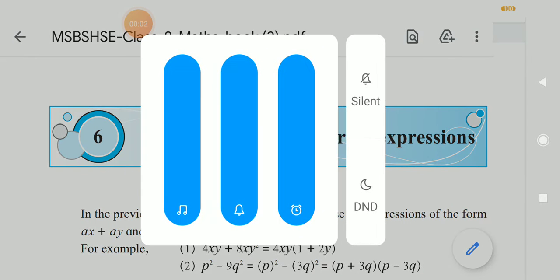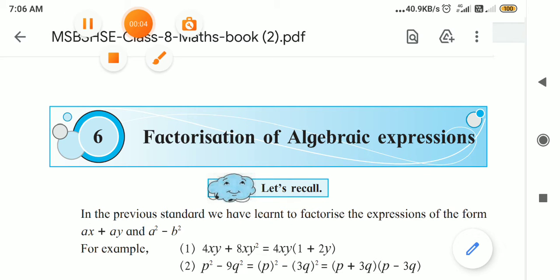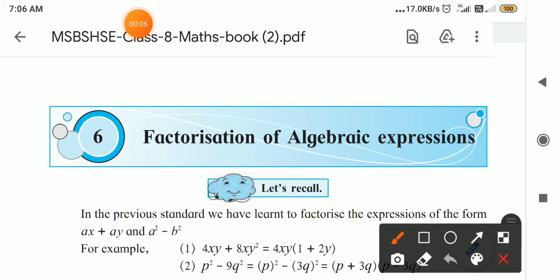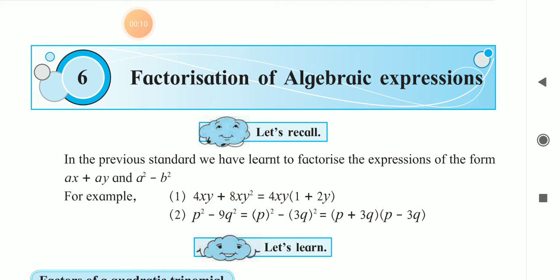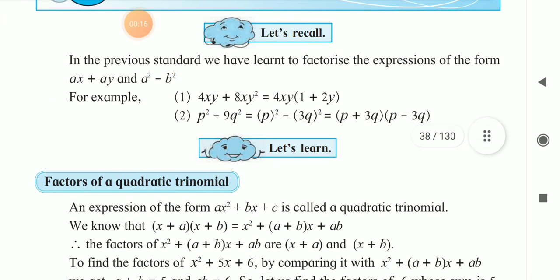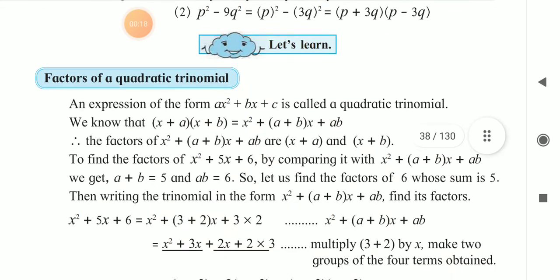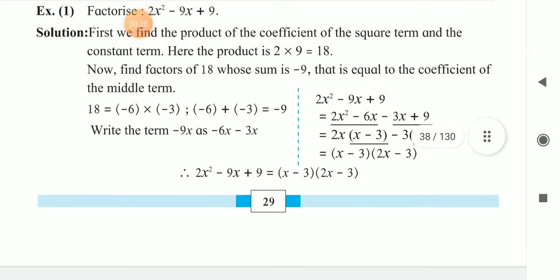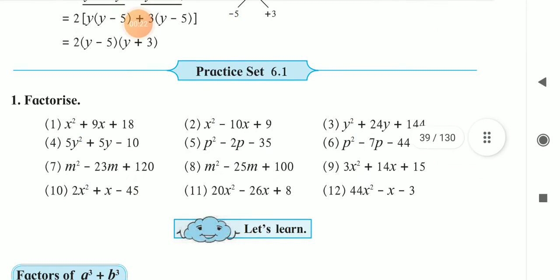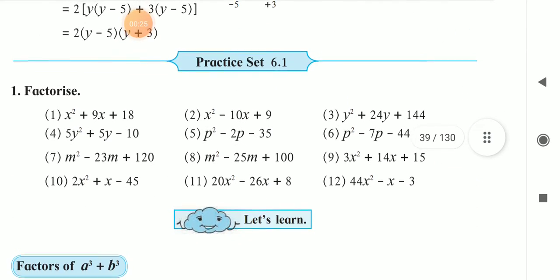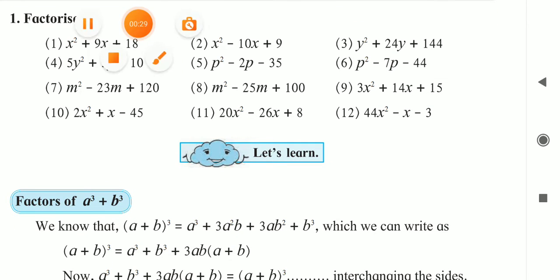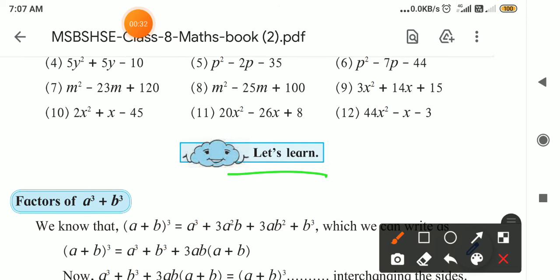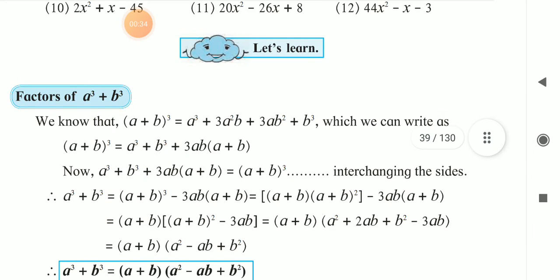Hello children, today we will see the next part of our lesson, and that is the factorization of a cube plus b cube. In the previous lecture we saw the factorization of algebraic quadratic trinomials, and yesterday I told you to solve this exercise, practice set number 6.1. Now the next point given here is the 'Let us learn' point. So let's see what is given to us here.